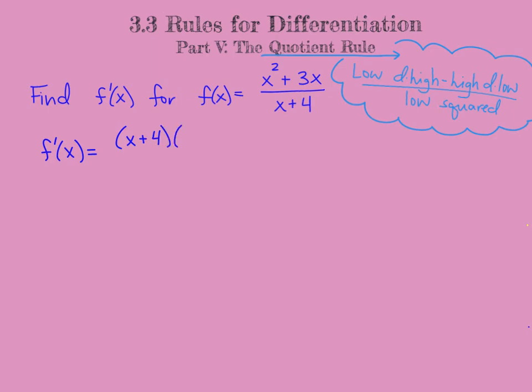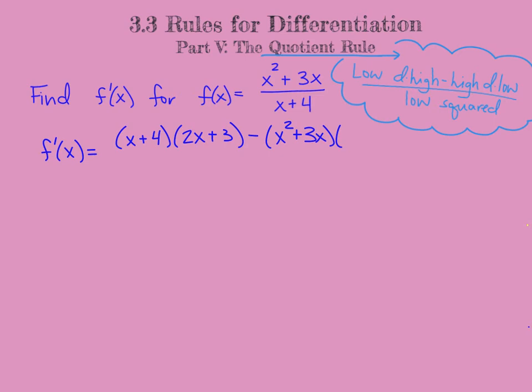D high is the derivative of our numerator. Using the power rule and the sum rule, we're going to take the derivative of each term. So the derivative of x squared is 2x, plus the derivative of 3x is 3, minus high, the numerator, times d low.